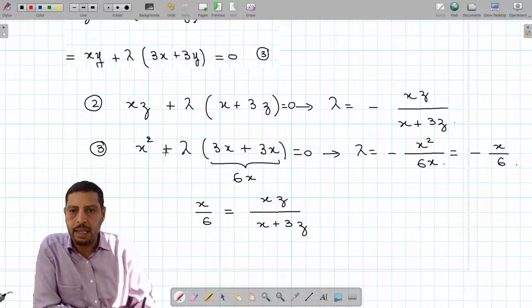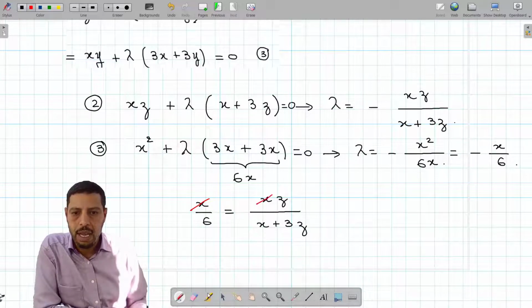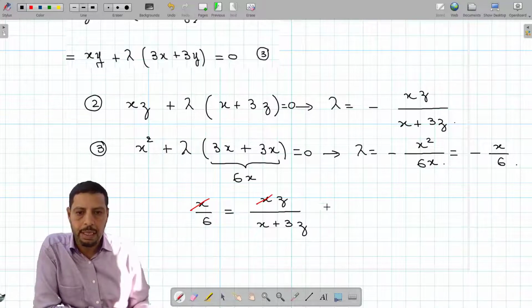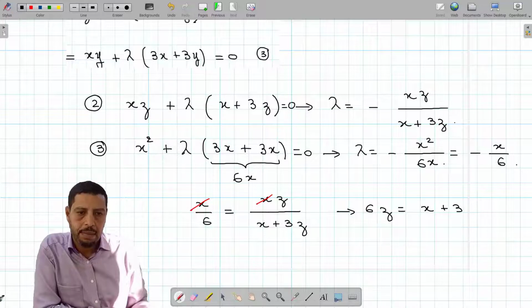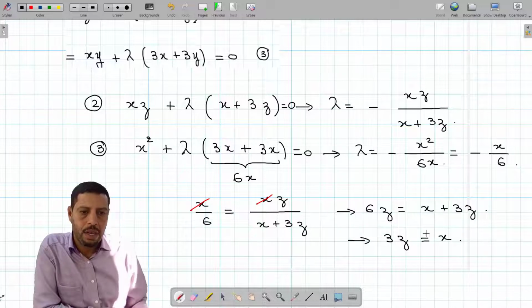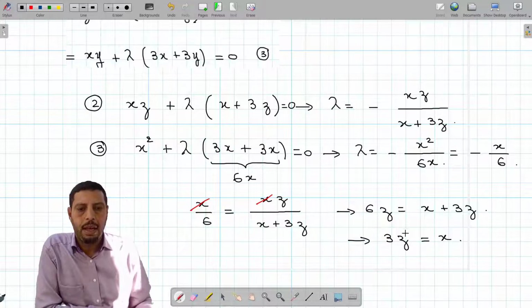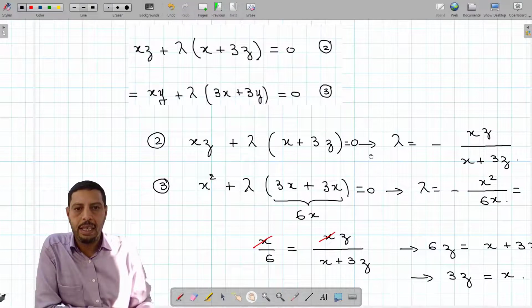Here, of course, we can cancel the x, since it's not equal to 0, and we'll get that 6z equals x plus 3z, and from this, if you cancel 3z from both sides, you can conclude that 3z equals x. So this is the second important relationship between variables, okay. We have x equals y, and now we have x equals 3z. Now I will include this equality in the fourth equation.